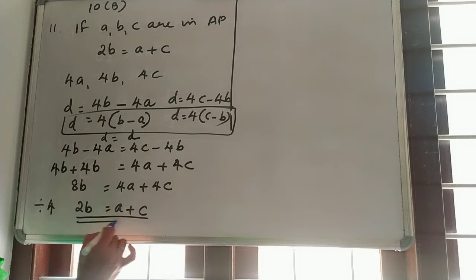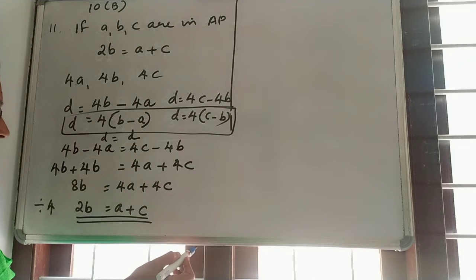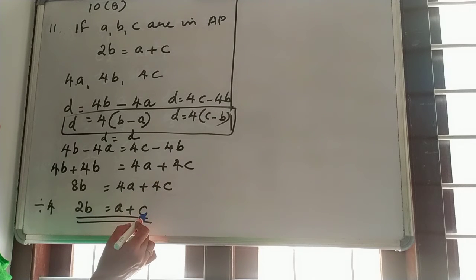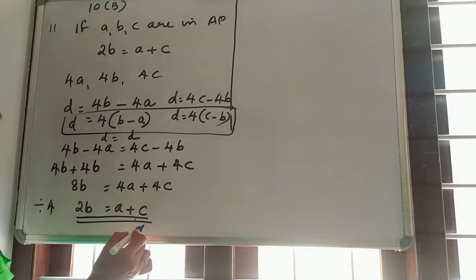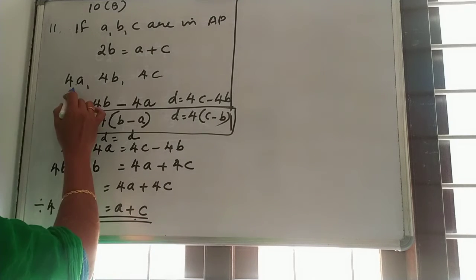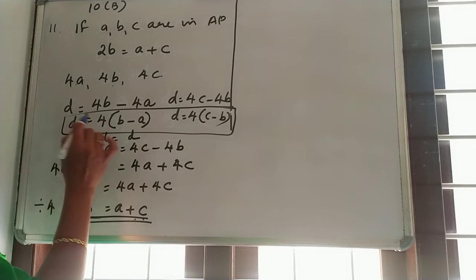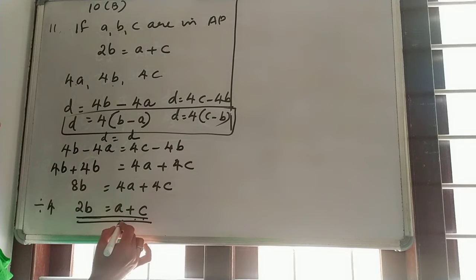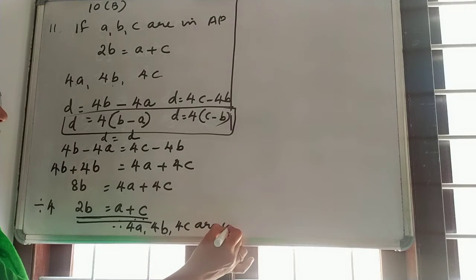This is a condition for what? If A, B, C are in AP, then 2B is equal to A plus C. So, using this condition, we can say that 4A, 4B, 4C are in AP. Why? Because we got the condition 2B is equal to A plus C. Therefore, 4A, 4B, 4C are in AP.